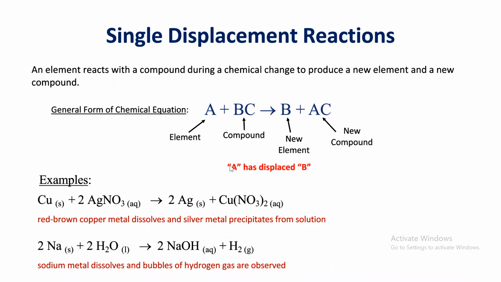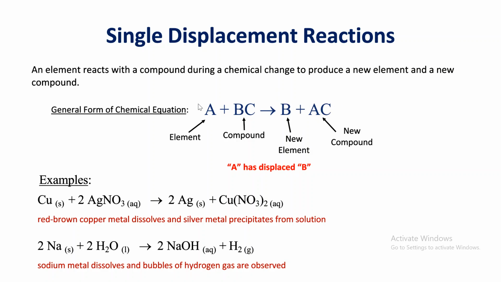All right, let's talk about the types of reactions. We have something called a single replacement reaction. This is when you're starting off with an element plus a compound on your reactant side, and then they are going to swap partners, and you're going to get a new element and a new compound.